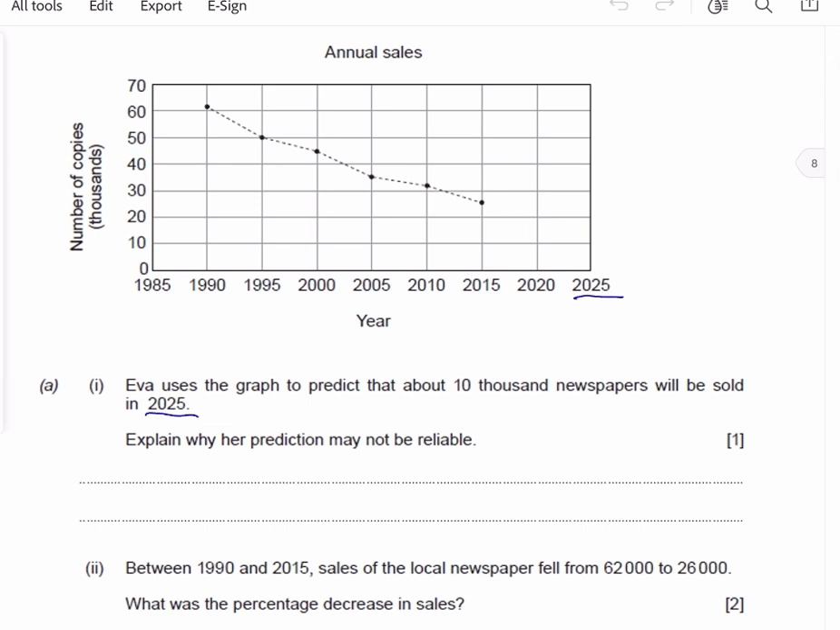Can you see I'm trying to draw different predictions? It can go slightly up, slightly down. We don't know because 2025 is not marked, and that's quite a lot of years there. From 15 to 25 is 10 years. Anything can happen. So you can give as a reason that maybe a 10-year period is too long to predict. It is not reliable. When you don't have a value and you extend the line, it's called extrapolation, and that is not always true.